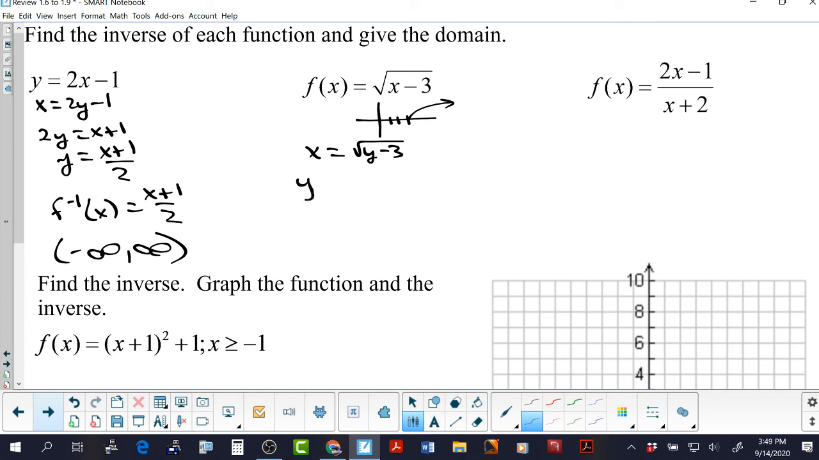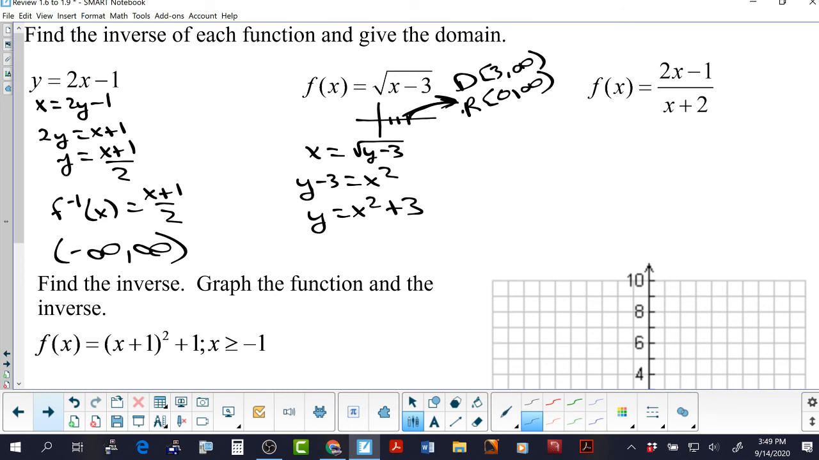Anyway, y minus 3 equals x squared. So y equals x squared plus 3. But look, we only have half a parabola. The domain for this one would be 3 to infinity, and the range would be 0 to infinity.